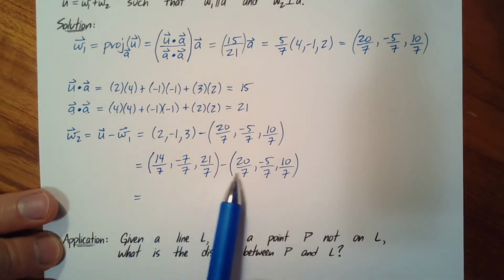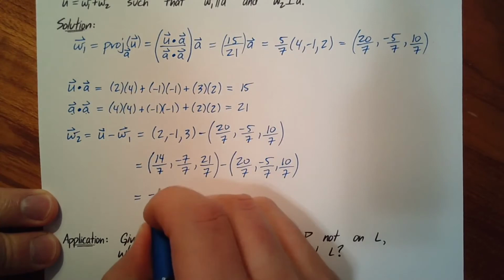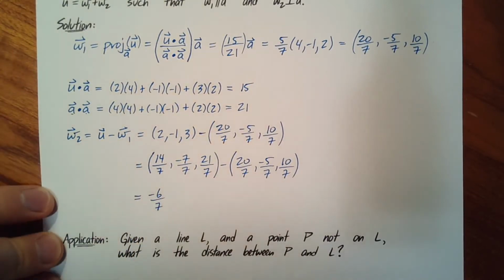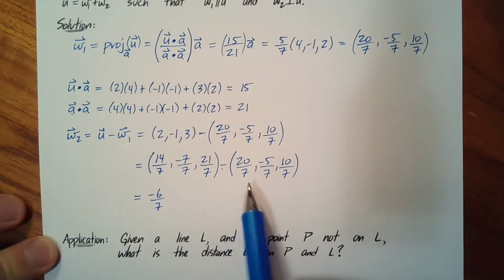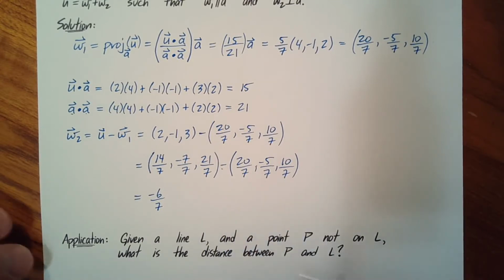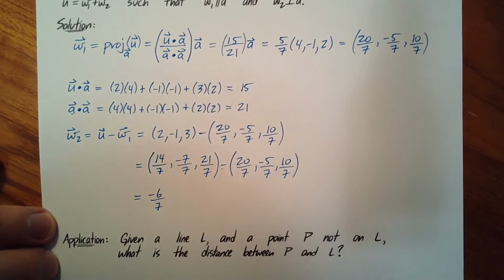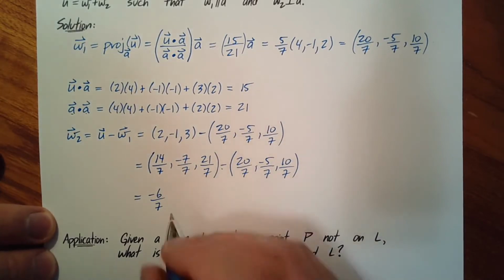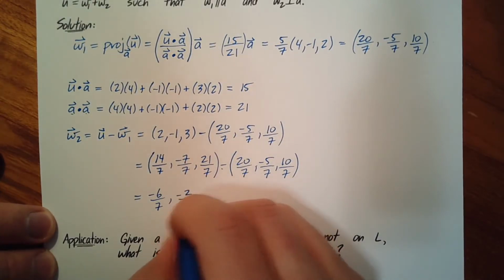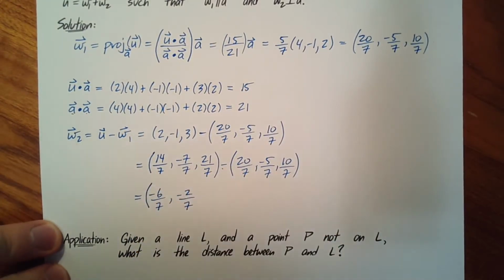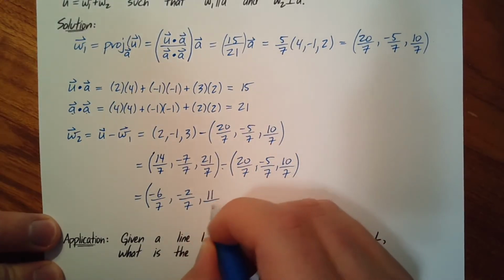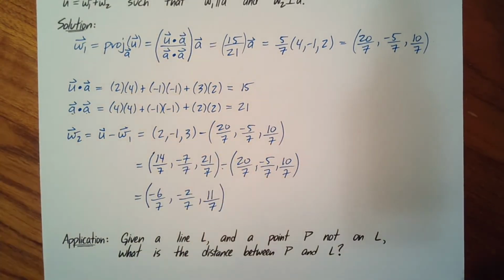14 over 7 minus 20 over 7 is going to give you negative 6 over 7. Negative 7 over 7 minus negative 5 over 7, that's like plus 5 over 7. So negative 7 over 7 plus 5 over 7 is going to give you negative 2 over 7. So that's your second coordinate. And then our third coordinate, 21 over 7 minus 10 over 7, that's going to give you 11 over 7. So that will be our W2.